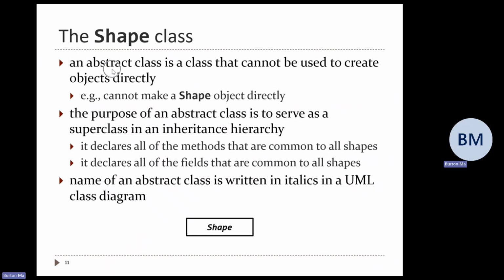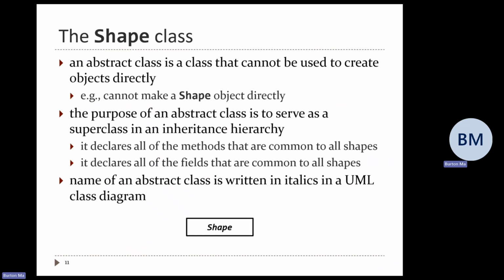The word abstract, if you look at its dictionary meaning, means existing only in the mind. So the shape class is the general idea of a 2D shape. To actually make a shape object, you have to subclass shape and create classes that represent actual shapes, so rectangle or triangle or circle or something like that. So if I can't actually use this class to make objects, what is its purpose? The purpose of an abstract class is to serve as the superclass in some kind of inheritance hierarchy.